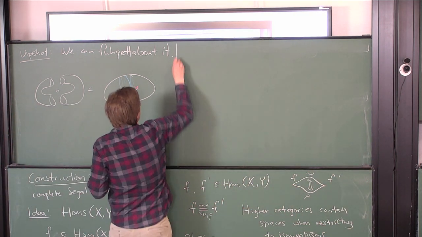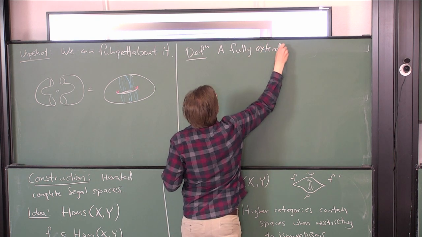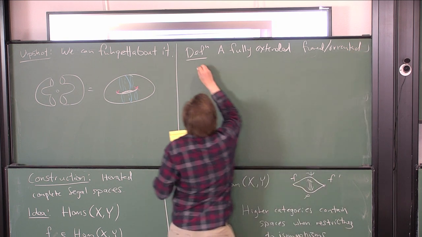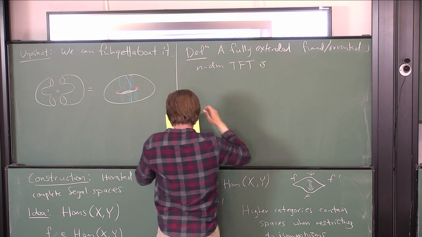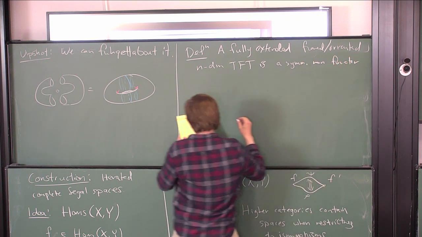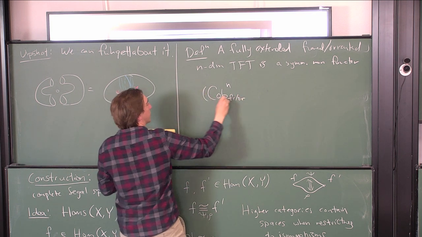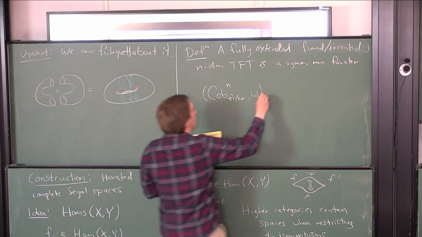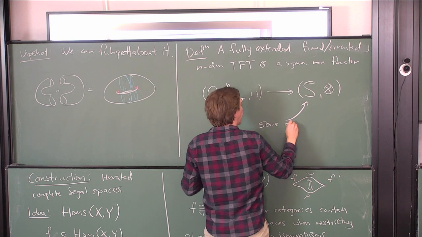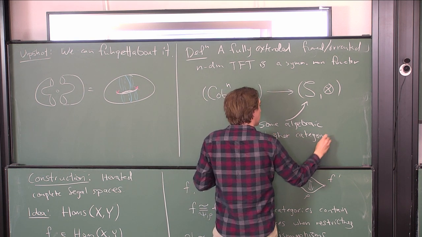Okay, so now I can come to the definition. A fully extended, again I'll say framed or oriented, n-dimensional TFT is a symmetric monoidal functor from Cob n framed oriented, with its structure of just disjoint union, mapping to some algebraic n-category.